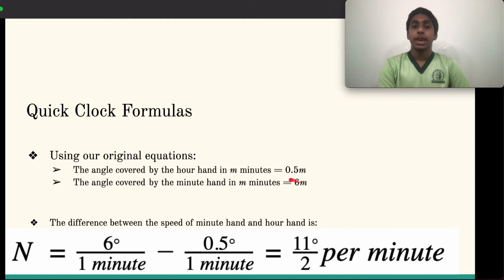And the difference between the speed of the minute hand and the hour hand, well, we're going to just subtract our speeds. So the first one was 6 degrees per minute, and the second one was 0.5 degrees per minute. So when we subtract that, we get 11 over 2 degrees per minute. So yeah, those are some quick and easy formulas you can use when you're trying to solve these quick problems.